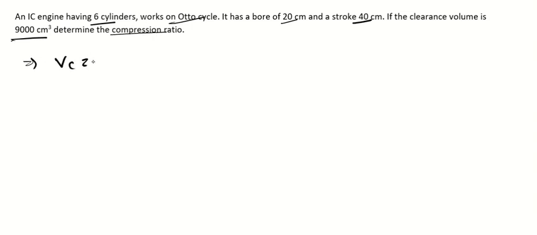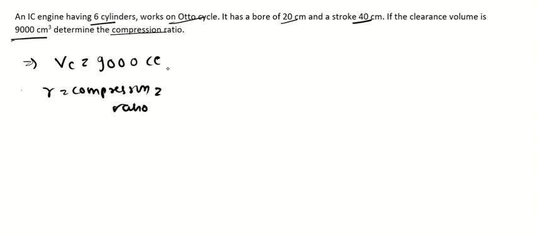Firstly, we will just write that the clearance volume is 9,000 cubic centimeter, so 9,000 cc is the clearance volume. And we know that the definition of compression ratio, small r, is nothing but the volume before the compression divided by the volume after the compression. Before the compression we have swept volume plus clearance volume, and after the compression we will be left with only the clearance volume.